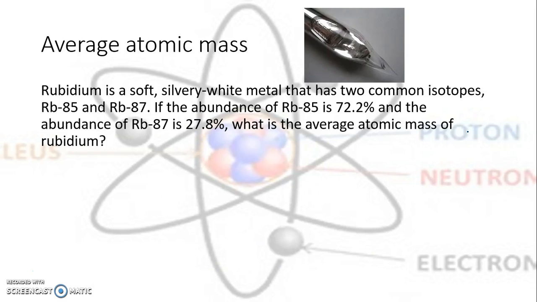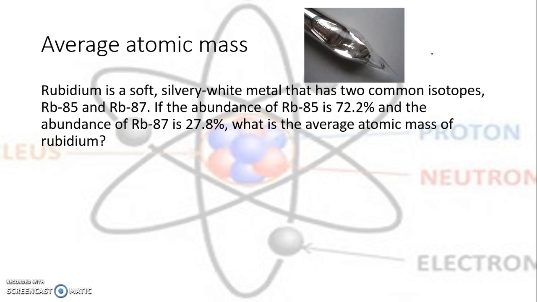So here's a problem for you to try. And we're going to do some more of these in class. So here we have rubidium. Rubidium is a picture of it right here. It's pretty. It's a soft silvery white metal that has two common isotopes, rubidium 85 and rubidium 87. If the abundance of rubidium 85 is 72.2% and the abundance of rubidium 87 is 27.8%, well then what would be the average atomic mass of rubidium?